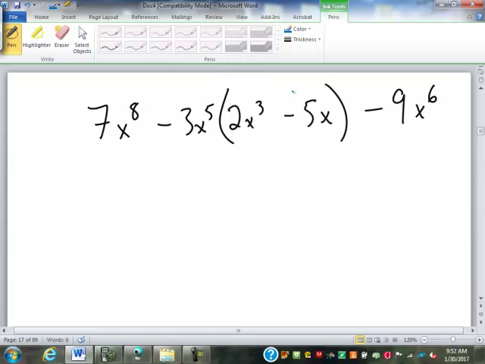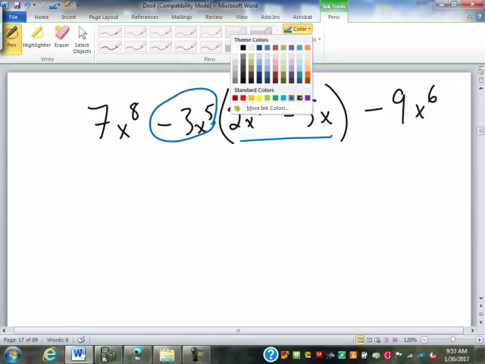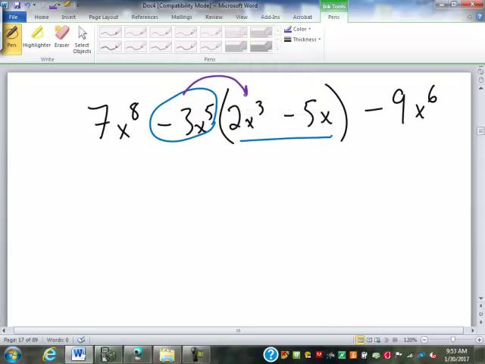So let's have a little more fun with it. Something like this. Again, we see the parentheses. Is this parentheses telling us to do something inside of it? No. So we have to see if there's anything to do to it, and it is multiplied by negative 3x to the fifth. So negative 3x to the fifth times 2x to the third.